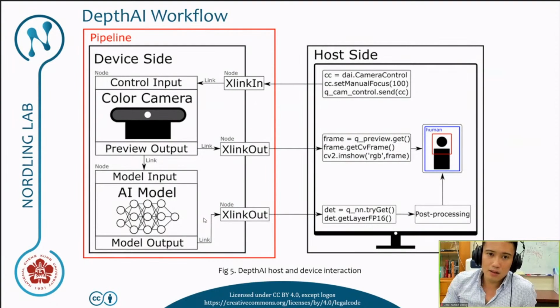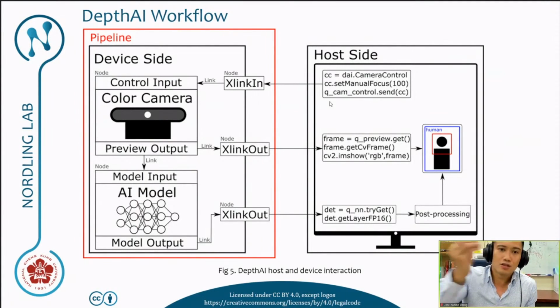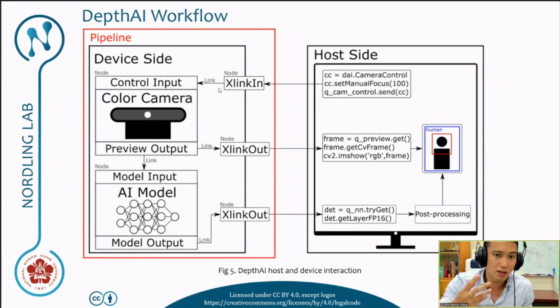Now, how do the computer and the camera communicate with each other? They communicate through a middleware called XLink, as we can see here at the edge of the device side. There are two types of XLink. One is XLink in, which allows you to send information from your computer to the device. Let's say, for example, you have a video that you already filmed, and you just want to run inference on that video. You would send that video to the camera, and the camera would simulate that it's filming it and pass it to the AI model.